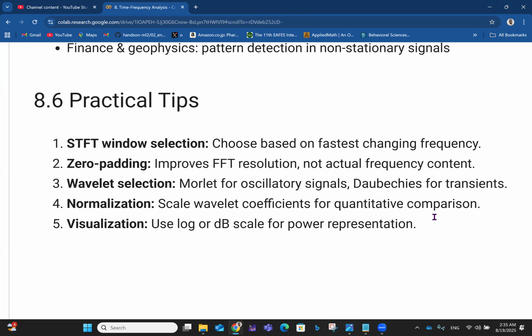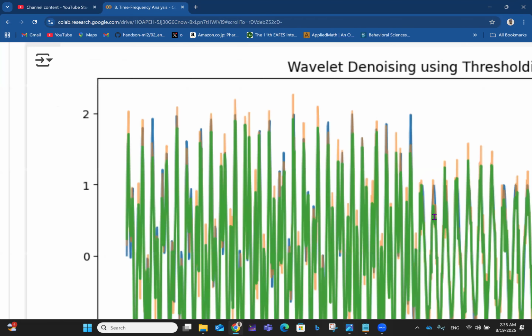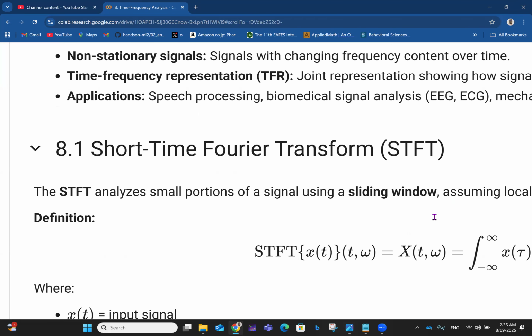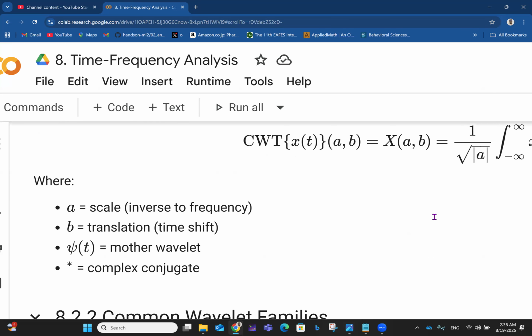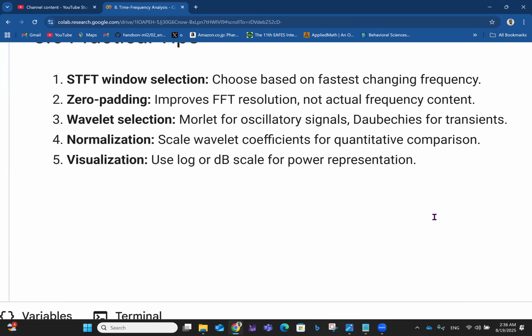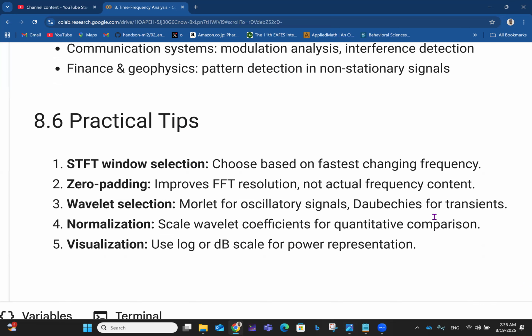And with this, we come to the very end of this interesting video on time frequency analysis. It helps to do what Fourier transform cannot do, because Fourier transform only takes care of stationary values. But when we have non-stationarity, we go for time frequency analysis using either short-time Fourier transform or wavelet transform. So with this, I come to the end of this video.